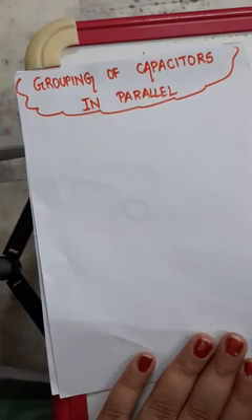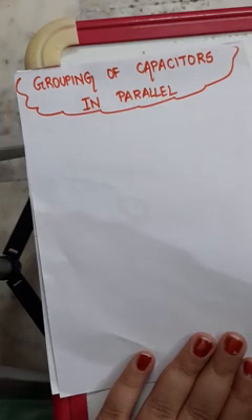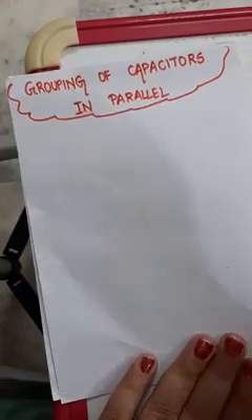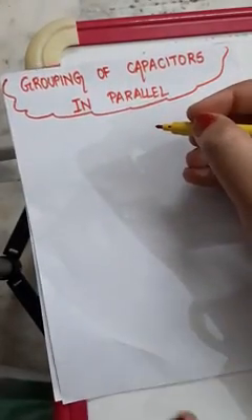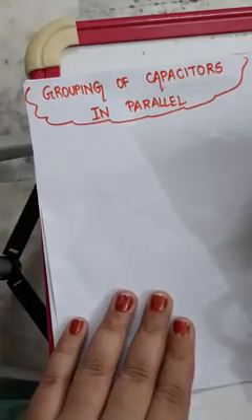Dear students, in this video, we are going to discuss the grouping of capacitors in parallel. Here, you will have a few capacitors and you would connect them in a parallel combination. In the last video, we saw how the capacitance is affected when two or more capacitors are connected in a series combination. But this time you have capacitors connected in a parallel combination.